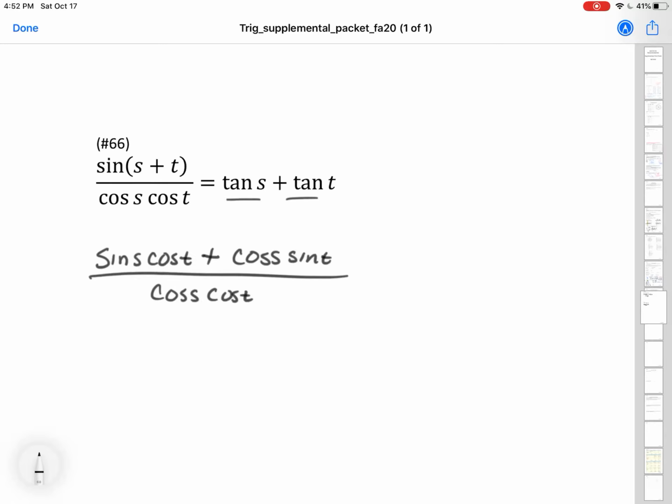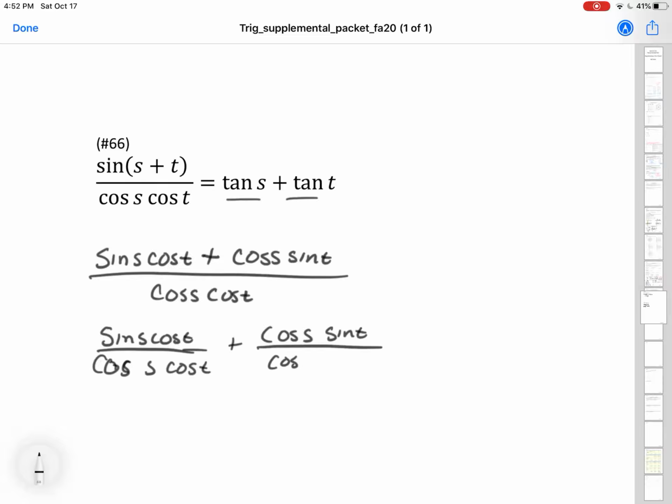Now, one of the most used tricks in the book is when you have a solid denominator. Your denominator is a product of two things, but that's solid. It's not split over a sum. Then we split this up. Sine s, cosine t, all over cosine s, cosine t, plus cosine s, sine t, all over cosine s, cosine t. So all that happened there is I took my solid denominator and put it under each one.